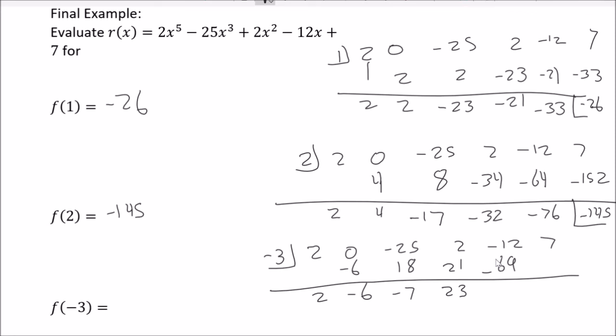Minus 12 gives us negative 81. Times negative 3 again, make sure it's negative 3, and you get 243. And then add that 7 on there, and you get negative 236.